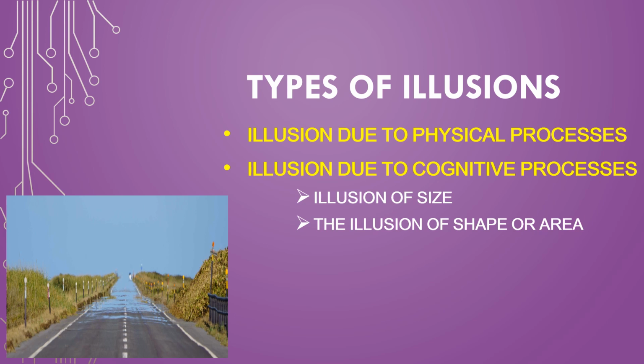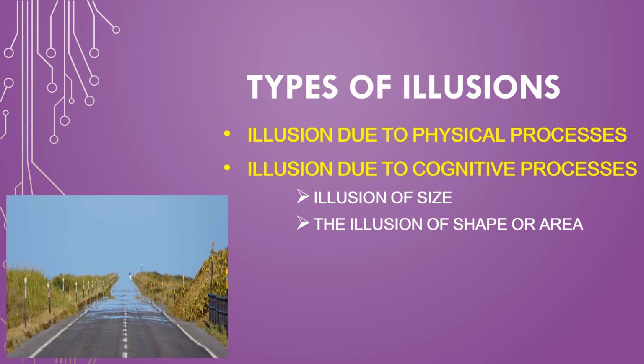Next is illusion due to cognitive process. The cognitive illusions occur in the presence of the stimulus. In physical process, there won't be any stimulus, but we perceive something. Here, in cognitive process, the stimulus is present, but we misinterpret the stimulus.